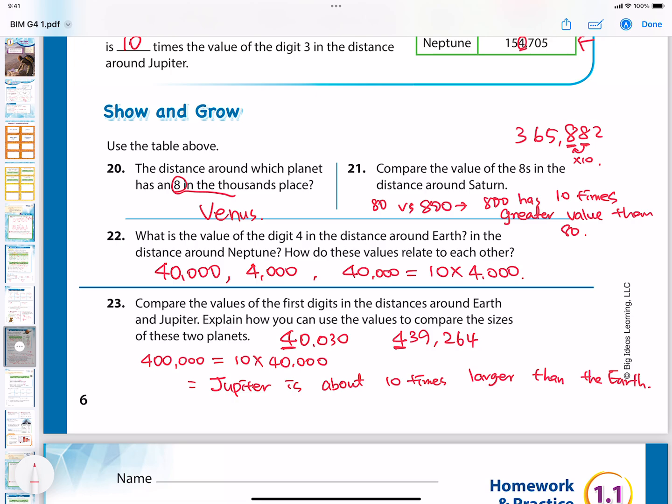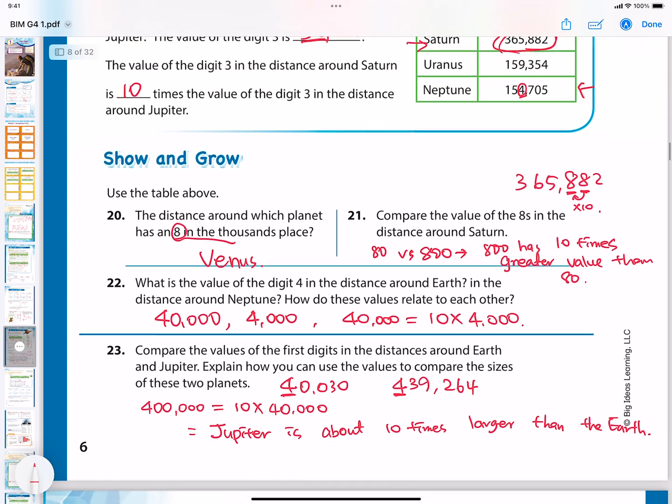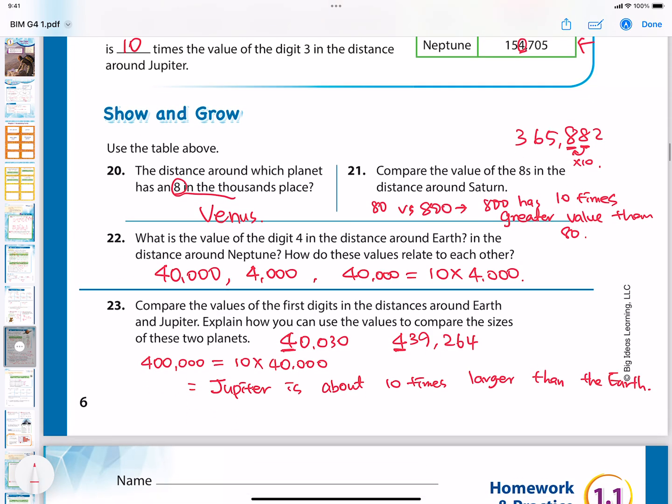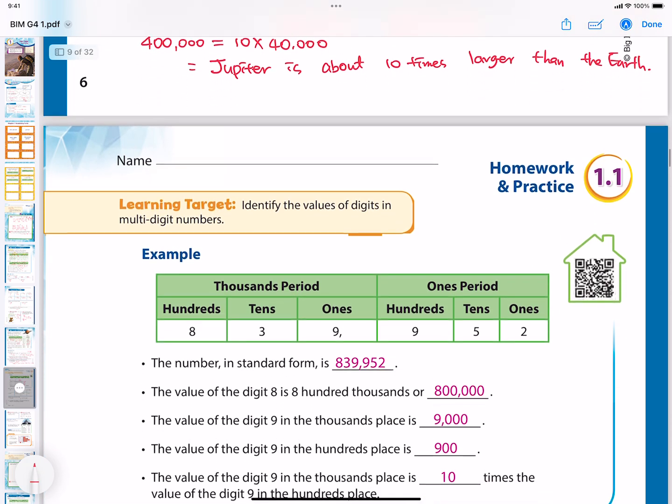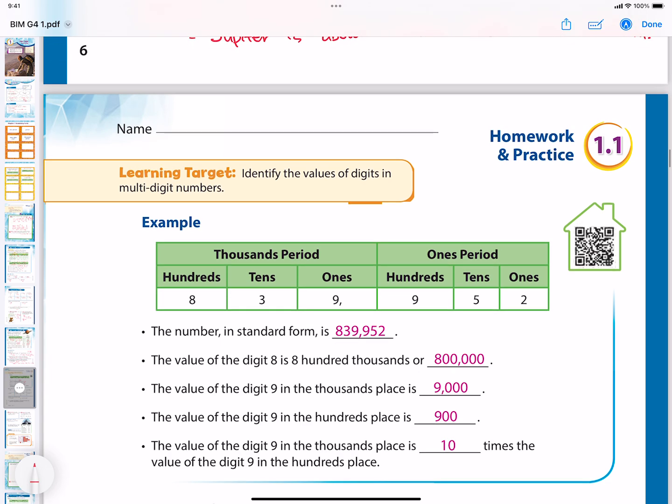And I want you to review what you have learned today. If you have any questions, please put a star mark on it and I'm going to go over it with you soon. All right, and your homework is pages 7 and 8. I want you to do it at home, not in here.